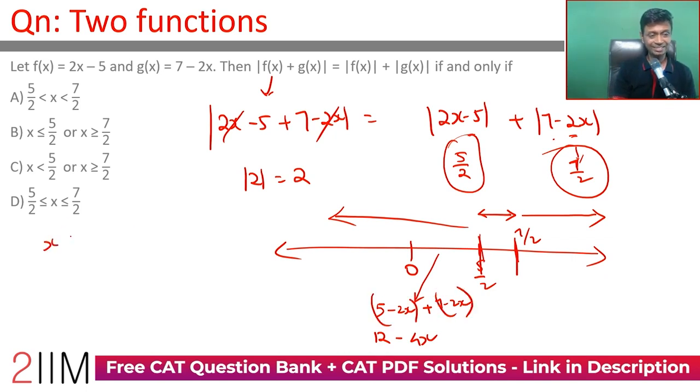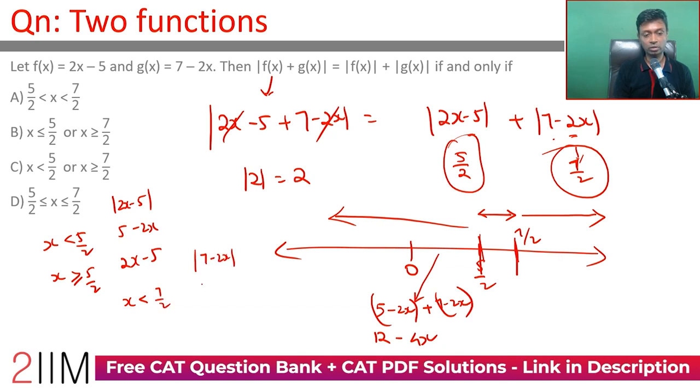Fine. So when x is less than 5 by 2, modulus of 2x minus 5 is of the form 5 minus 2x. When x is greater than or equal to 5 by 2, modulus of 2x minus 5 will be 2x minus 5. Likewise, when x is less than 7 by 2, modulus of 7 minus 2x will be 7 minus 2x. When x is greater than or equal to 7 by 2, modulus of 7 minus 2x will be 2x minus 7. Fine. So this is how this function breaks. Therefore, if you're looking at 0 to 5 by 2, 5 by 2 to 7 by 2, greater than 7 by 2. And 0 to 5 by 2 we have done.